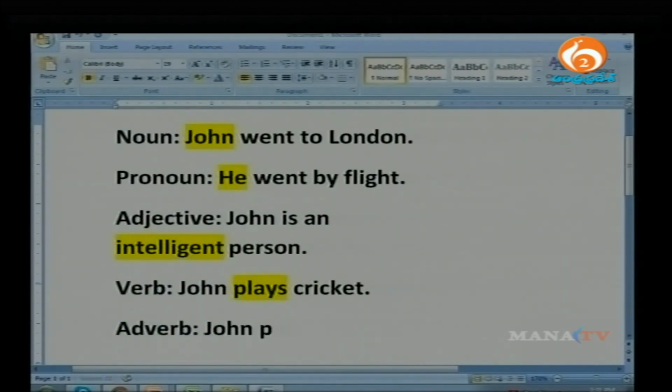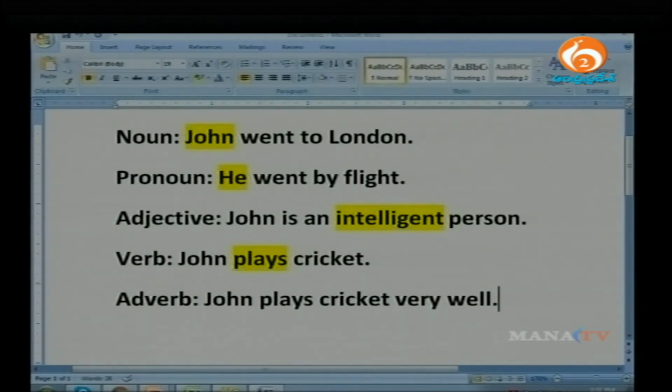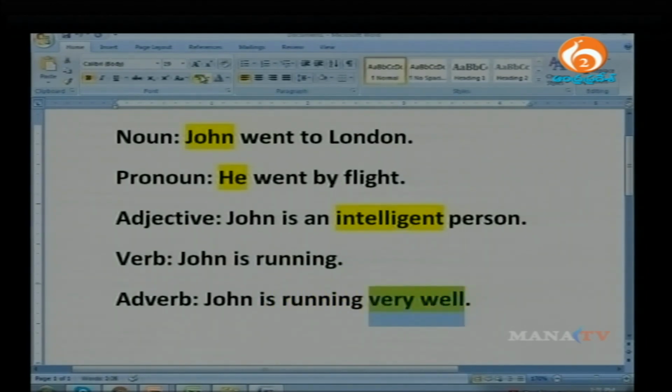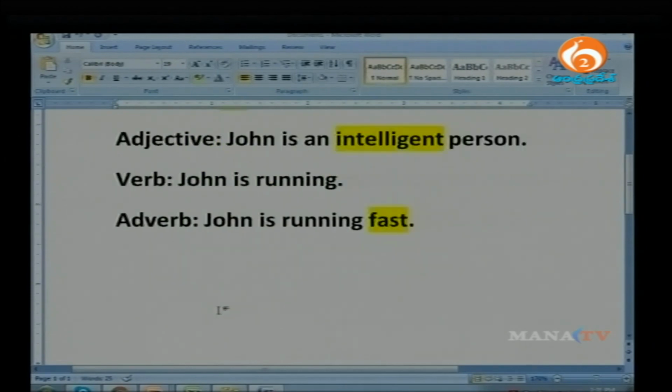Okay? John plays cricket very well. So this very well is an adverb. For example, John is running. John is running fast. So this fast is an adverb. So if I have a sentence, my adverb should be... so in this case you see the adverb is after the verb because it's a continuous form.